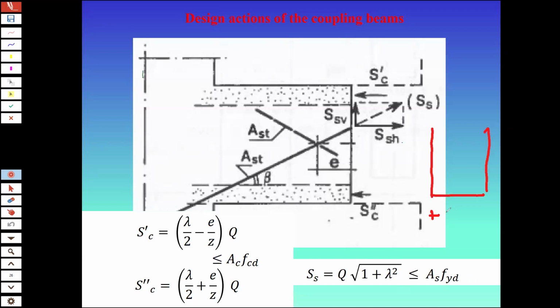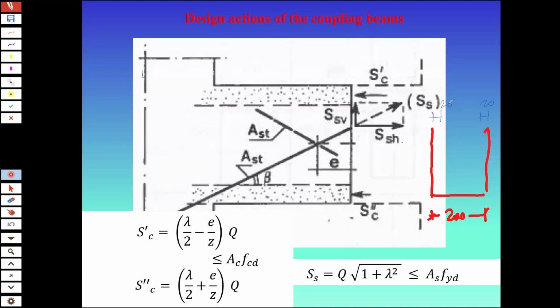This is the cross section of your coupling beam, and it's 200 millimeter wide. Okay. Well, in a coupling beam, you can say I allow 20 millimeter of cover on each side.